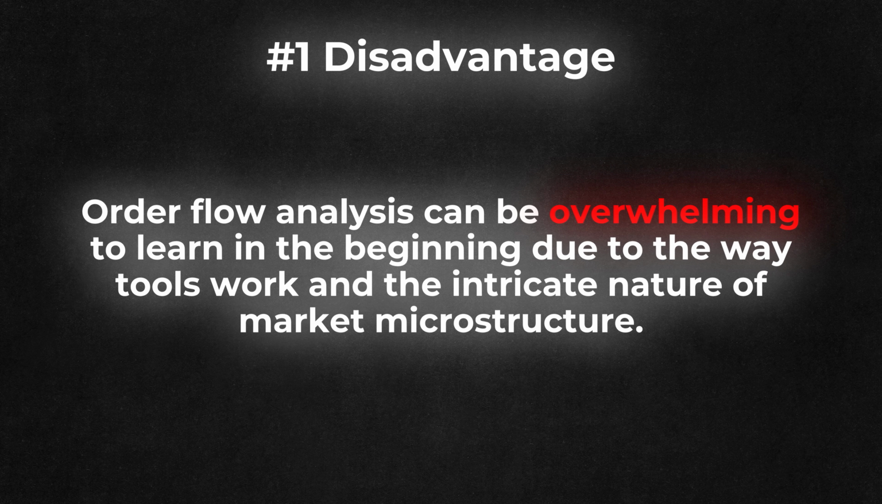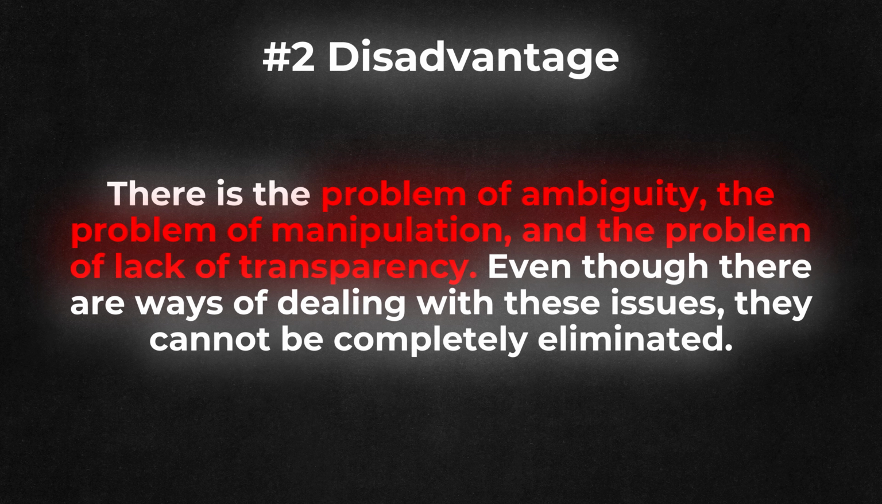There are, of course, a few disadvantages too. Number 1. Order flow analysis can be overwhelming to learn in the beginning due to the way the tools work and the intricate nature of market microstructure. 2. Like we saw, order flow analysis is not devoid of problems. There is the problem of ambiguity, the problem of manipulation, and the problem of lack of transparency. Even though there are ways of dealing with these issues, they cannot be completely eliminated.